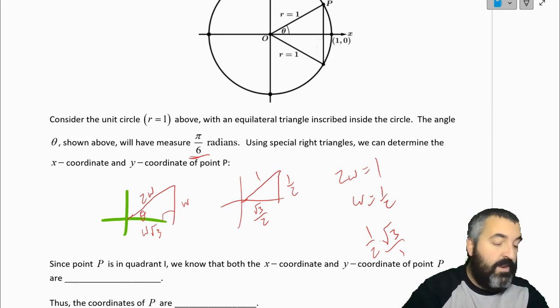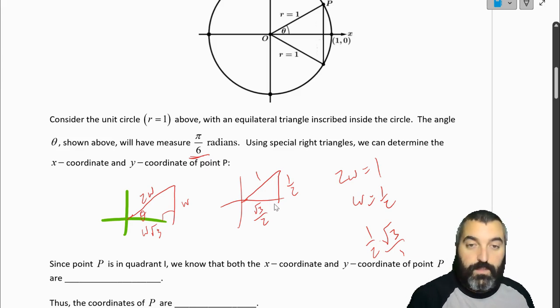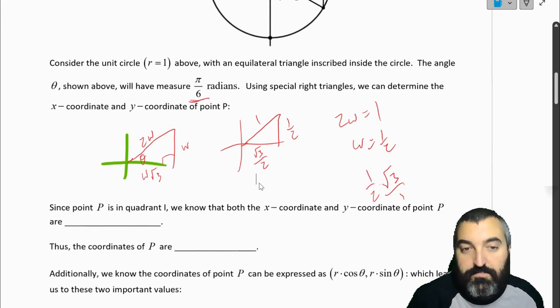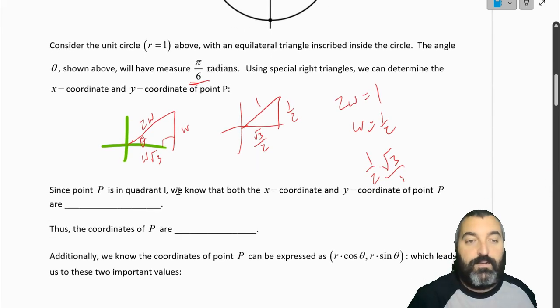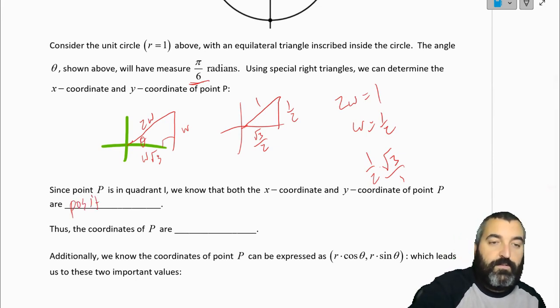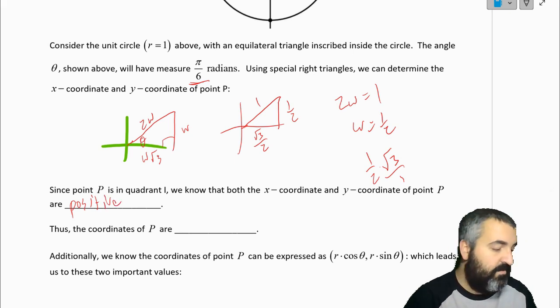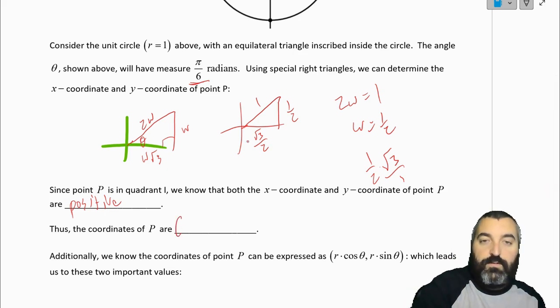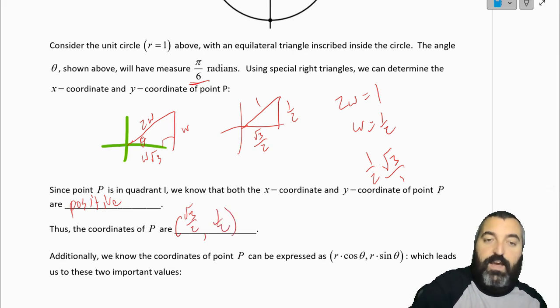Okay, and right there, this is telling us our x value and y value are going to be figured out by just taking these values and putting them over 1, which we know what they are. And because they're both in quadrant 1, we know that they're both going to be positive. If they were in a different quadrant, we'd have to worry about positive and negative signs. Thus, the coordinates of P are the x direction, root 3 over 2, the y direction, 1/2.